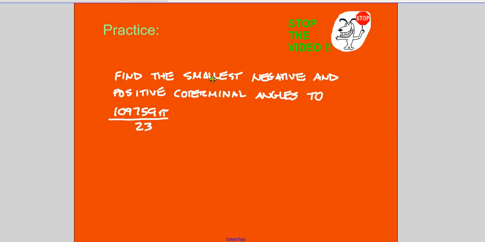Okay, so this is a practice problem. Stop the video and then work it, and then turn it back on to see if you agree with what I got. So find the smallest negative and positive coterminal angles to the angle 109,759 pi over 23. So stop the video and see if you agree with what I get.